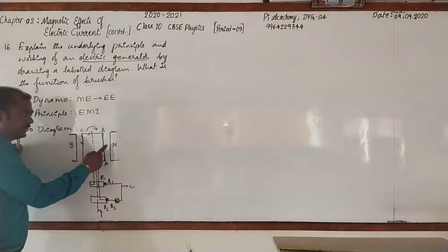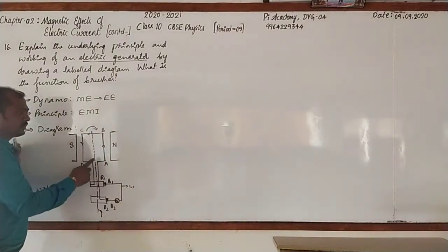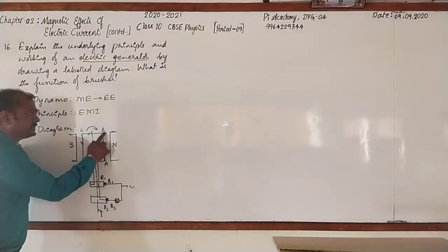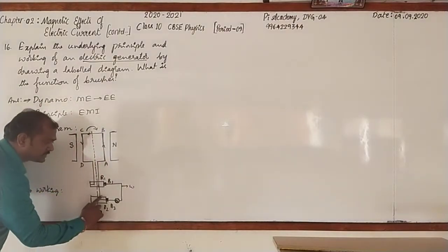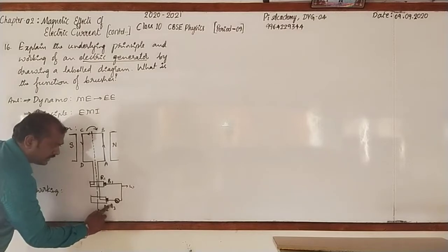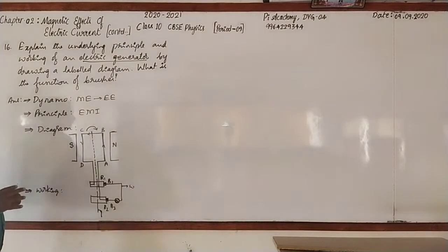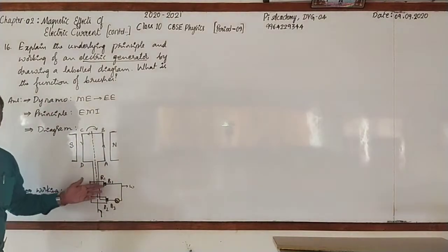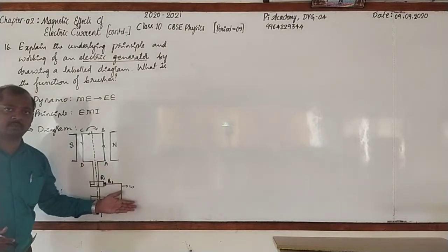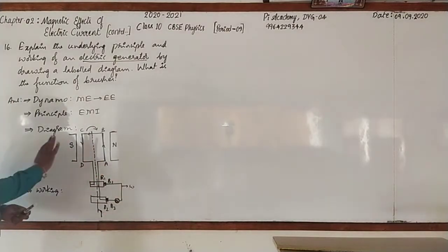Next, during the next half rotation, I am telling four points. Current is induced in the coil through DCBA. Next point, A comes in contact with B2. Current in the external circuit flows from B2 to B1. Here, the direction of current changes after every half rotation. That is why it is called an AC dynamo. This is the working. Clear?